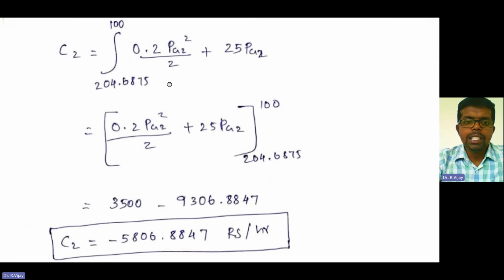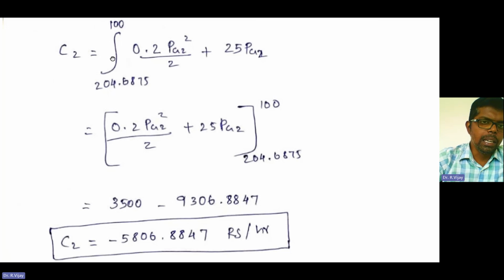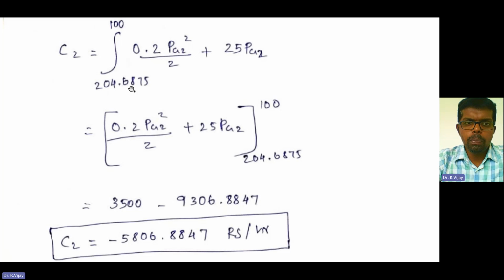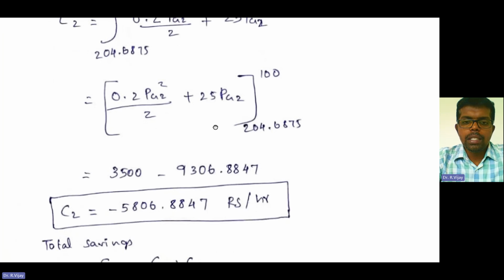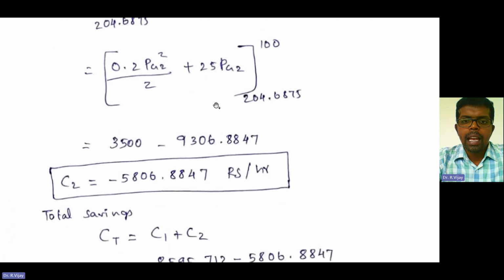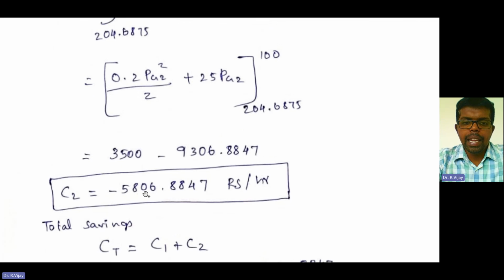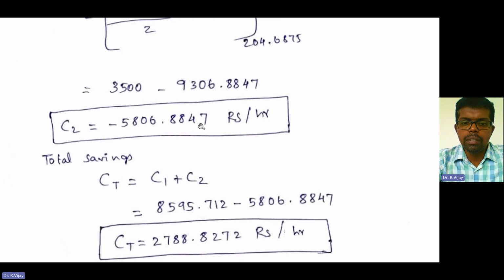Similarly, we need to calculate C2, taking the same approach. Here we take the limits, that is 100 megawatt and 204.6875 megawatt, and do the same thing we did for C1. So this is 0.2 PG2 square divided by 2 plus 25 PG2. Substituting the upper limit and lower limit, we get the answer as minus 5806.8847 rupees per hour.